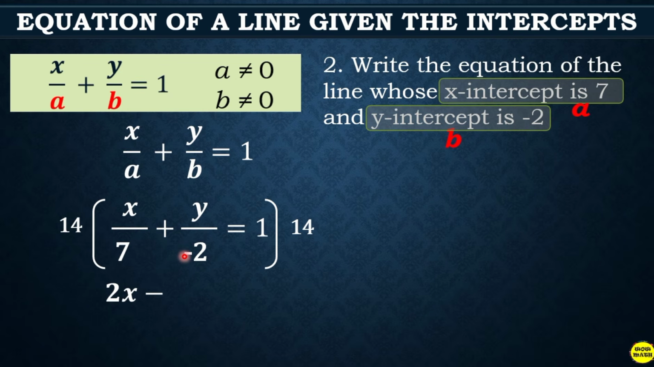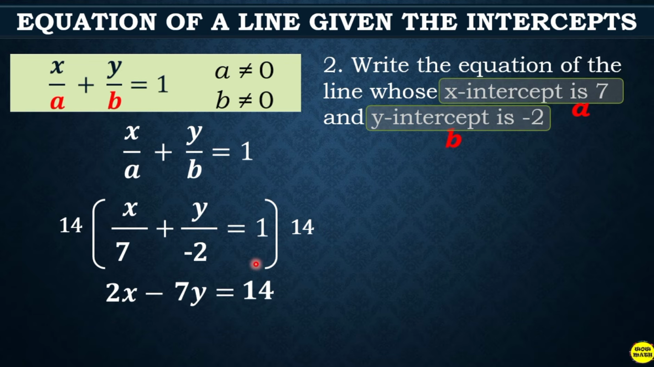Okay? And then, 14 divided by negative 2. So, magne-negative tayo dito kasi magkaiba sila ng sign, ha? So, 14 divided by negative 2, that is negative 7. So, negative 7 times y, kaya negative 7y siya. Ayun po, negative 7y. And then this one, 1 times 14, that is 14.